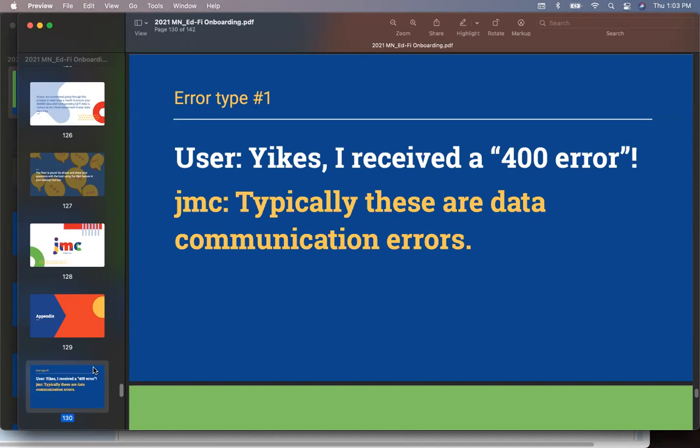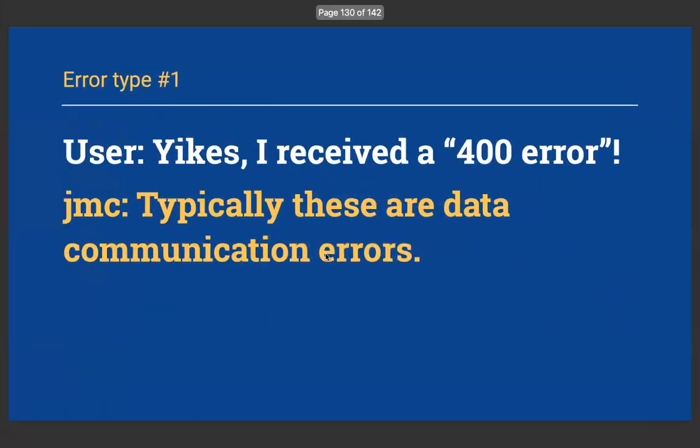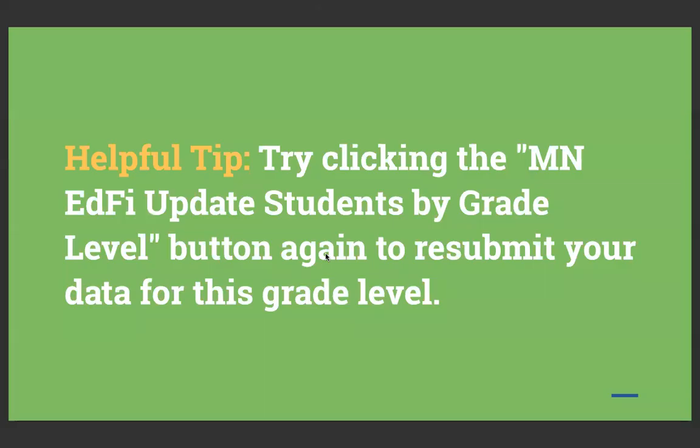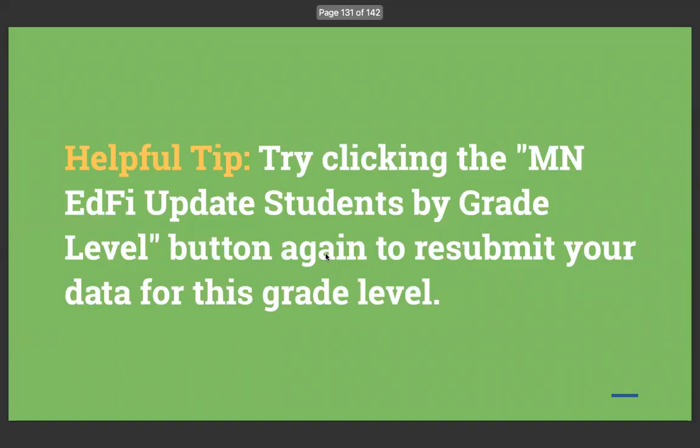So for example, yikes, I received a 400 error. Typically these are data communication errors. This might actually answer some people's questions right away. 400 error, what do I do? Try clicking the Minnesota EdVi update students by grade level button again to resubmit your data for this grade level. People will get this 400 error. It means that for some reason you're not communicating with the MDE, whatever it might be. No problem. Just go in, click that again, and that will typically resolve it for you.